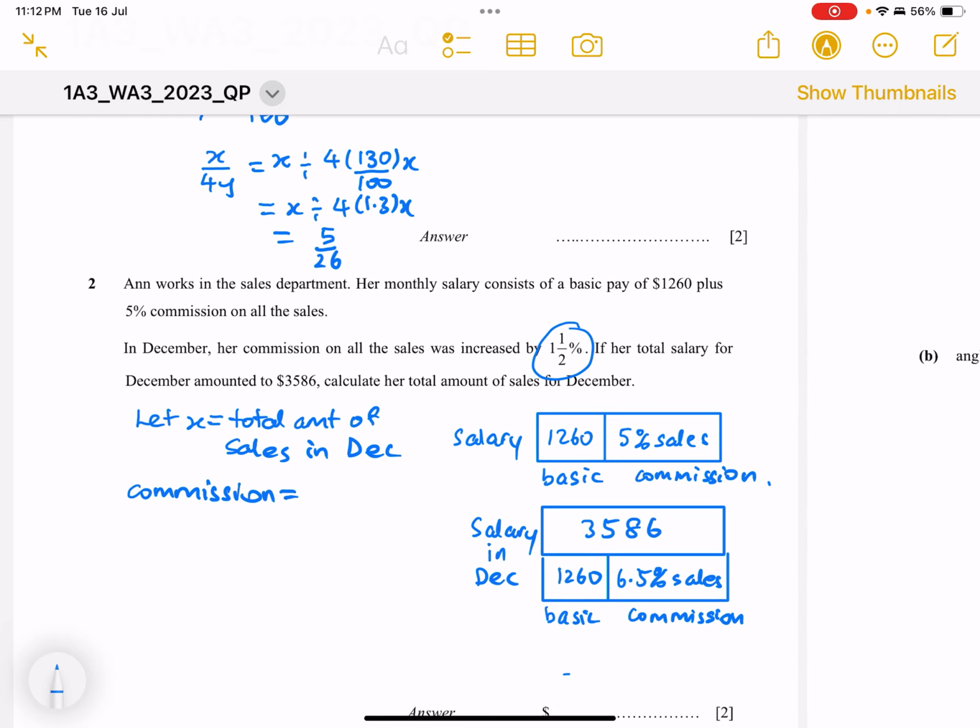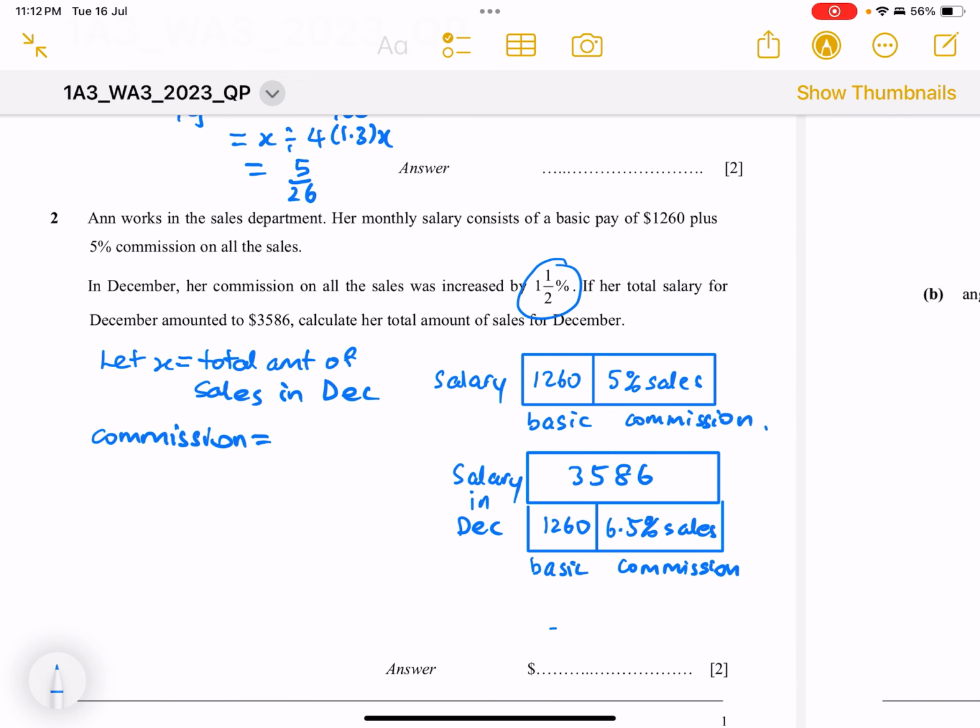In the second question, Anne works in a sales department and her salary has a basic pay of 1260, followed by 5% on the sales that she made. In December, her commission increased by 1.5. That means it becomes 6.5%. And her pay in December is 3,586.